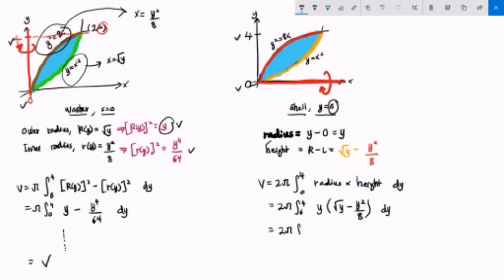So 2 pi, we have to simplify this. This will become y to the power of 3 over 2 minus y to the power of 3 over 8 dy, and then we have to integrate and substitute the values of 0 and 4, and then we get the final answer. That's it.